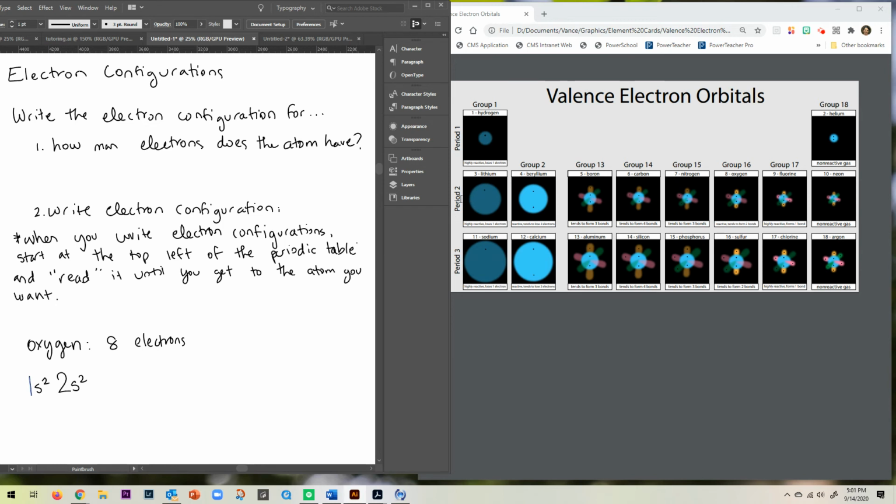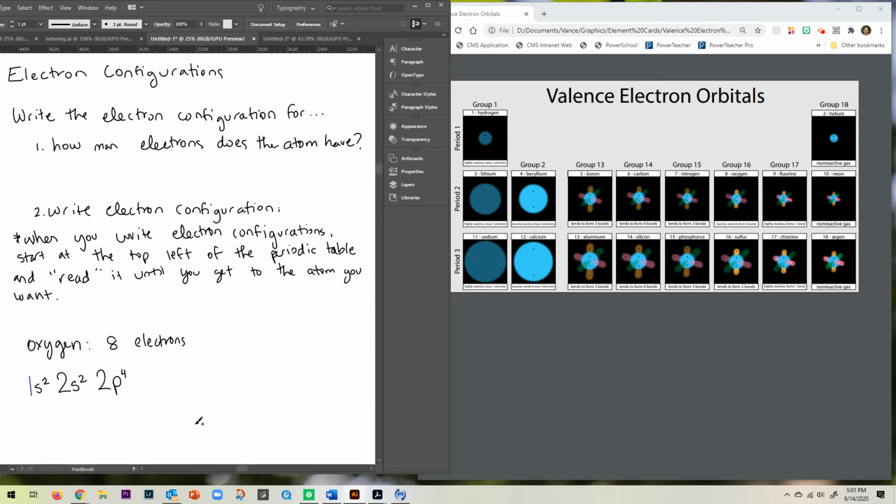Why? Because I'm in the second energy level, that's this number 2. I'm talking about the s orbital, so that's the s, and then how many electrons? That's 2 electrons. Then I'm going to talk about the p orbitals on the second energy level, so I write 2p. And then how many electrons are in my p orbitals? Here's 1, that would be boron. Add another one, that would get me to carbon. Add another one, that would get me to nitrogen. Add a 4th one, and here I am at oxygen. So I would write 4.